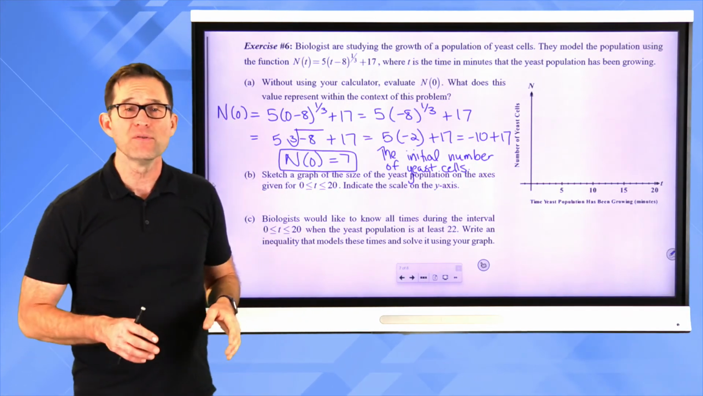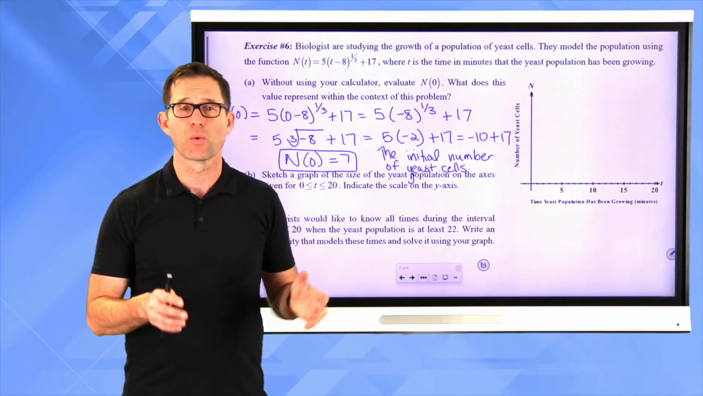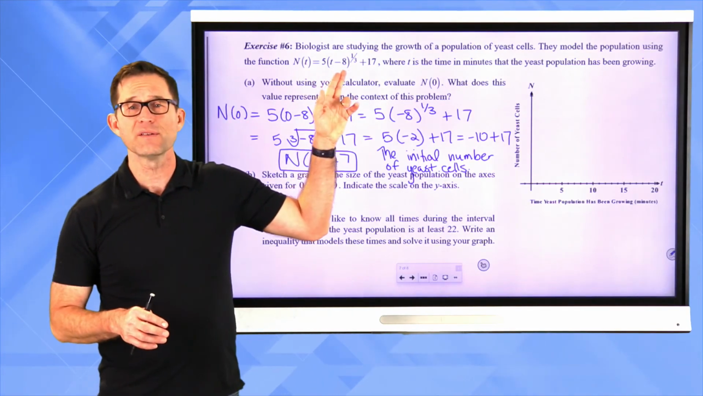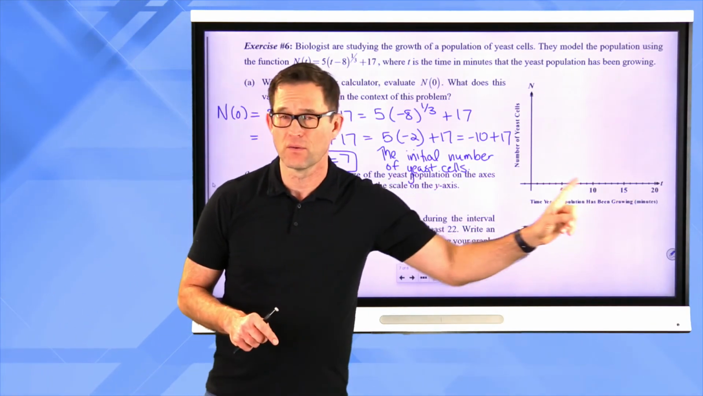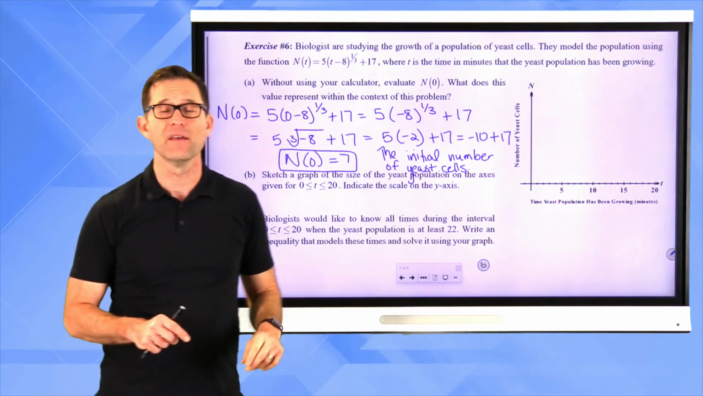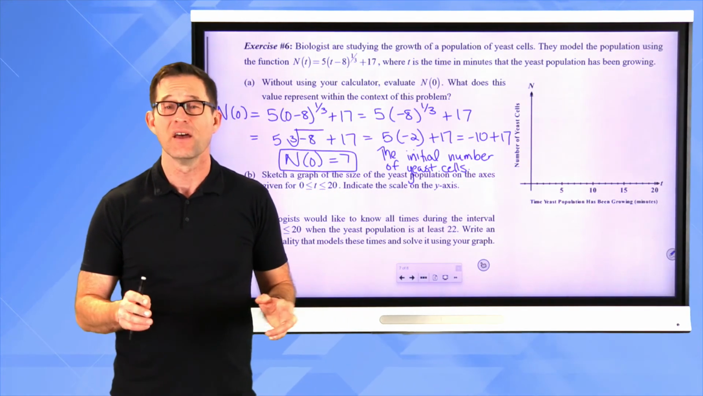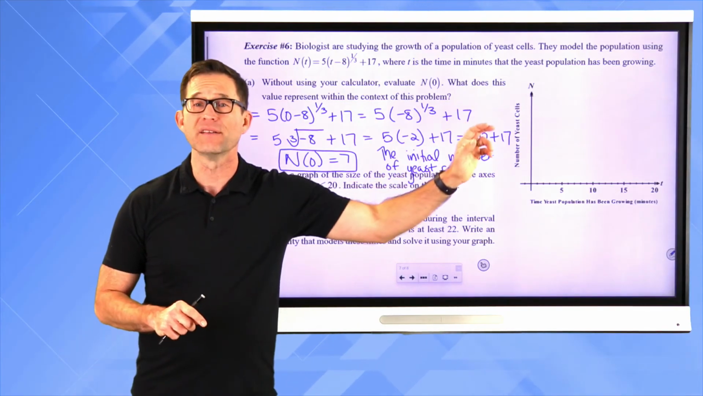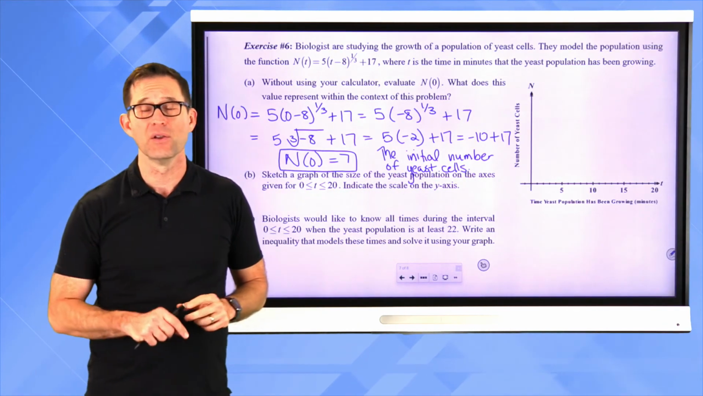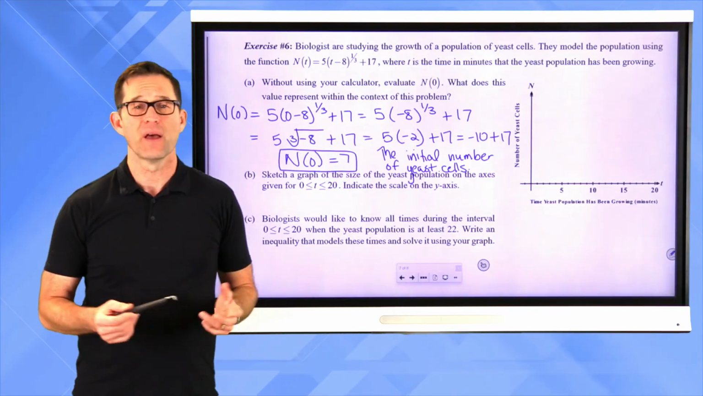So grab those TIs out or Casios or whatever you're using. Throw this in as your first function. Notice, right, we want it from 0 to 20 along the t-axis or x-axis. What you have to decide on is an appropriate y-axis to make it look good. Pause the video now and see what you find.